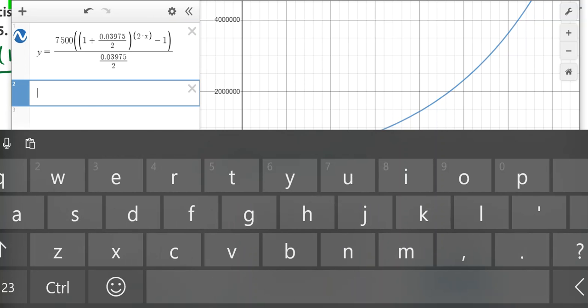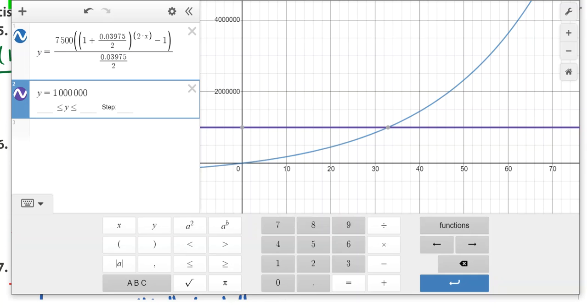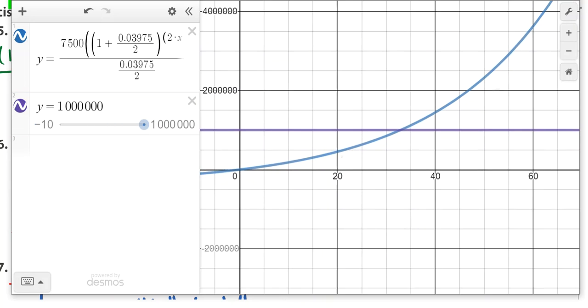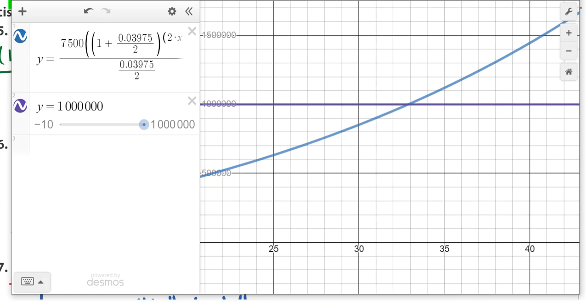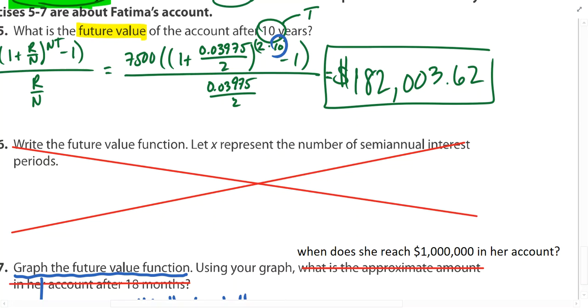But we can also make a very precise result too. If we click on another line, we can press y equals and give it a target, $1 million. So here we have y equals $1 million. That's our goal. That was our target line. And we want to know, well, when does our curved line, our exponential growth line, seem to intersect that target line? And by just tapping on the screen, we can see a more precise answer. It looks like 32.894 years is how much time will have to pass in order for her to have $1 million in the bank.